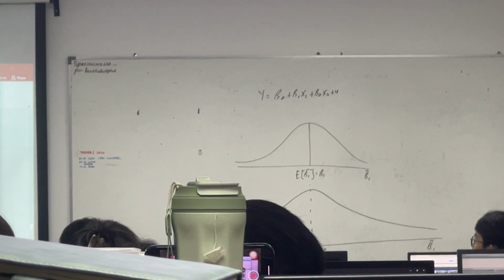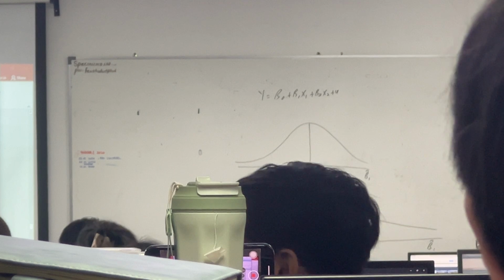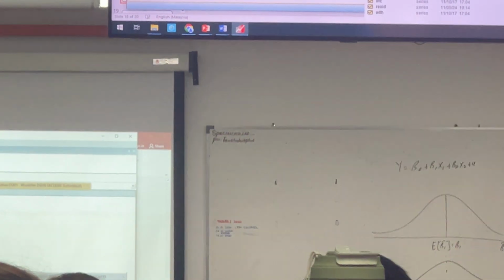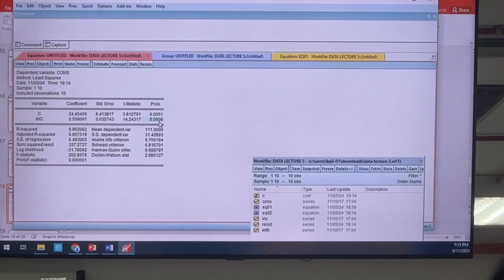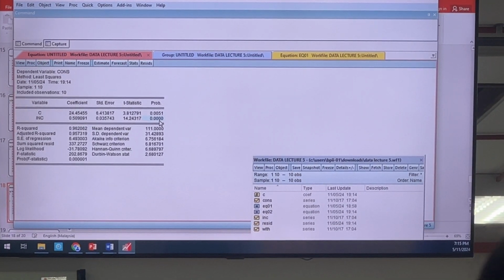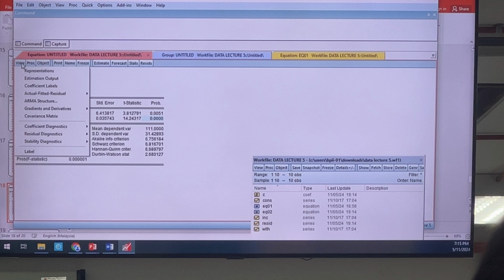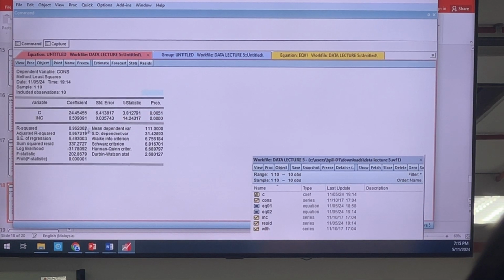Now you see this one has the right sign, and this one is significant. Unlike before, for income the p value was insignificant, but now after we exclude wealth, we have significance. So now we can conclude that there is a significant influence of income on consumption. There is no VIF here because only one variable is left. Later we have another example with more than two variables in the model.